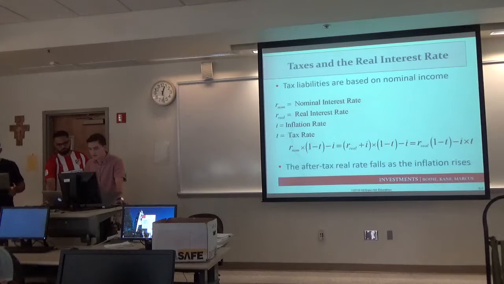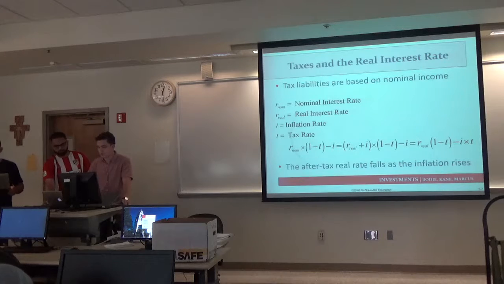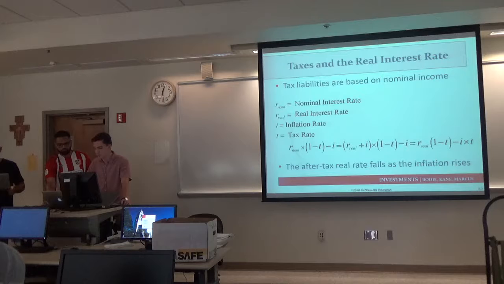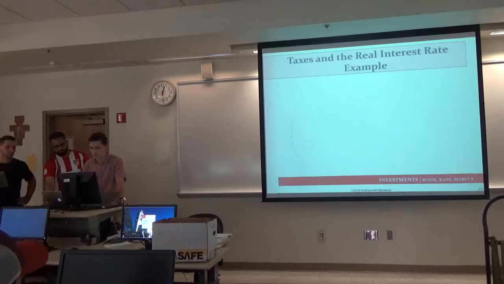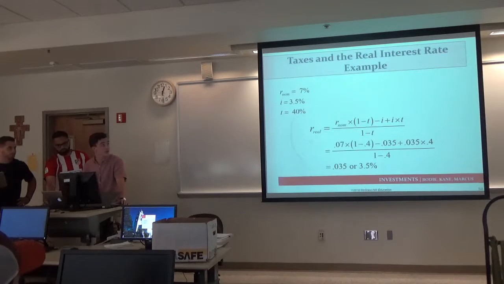On the next slide, taxes and liabilities are based on nominal income, and this is the equation that shows the relationship of tax liabilities to nominal income. With that being said, the after-tax real rate will fall as inflation rises. It's the relationship between the two. Here's an example with a 7% nominal interest rate, a 3.5% inflation rate, and a 40% tax rate. Therefore, you have a 3.5% real interest rate.